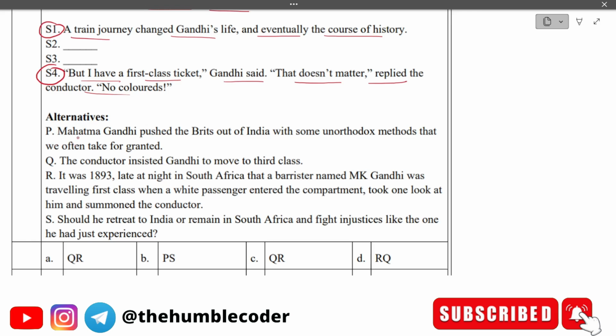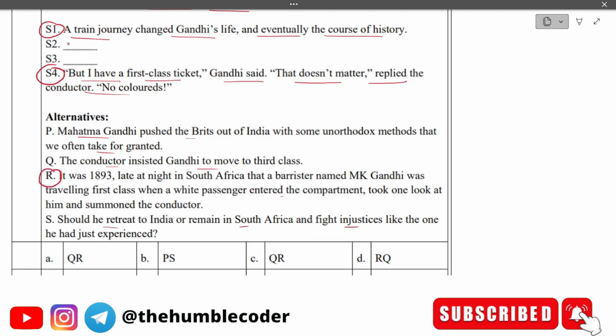First let's give these alternatives a read, and then we will see what will come in those sentence 2 and sentence 3. Mahatma Gandhi pushed the Brits out of India with some unorthodox methods that we often take for granted. The conductor insisted Gandhi move to the third class. R. It was 1893 late at night in South Africa that a barrister named M.K. Gandhi was traveling first class when a white passenger entered the compartment, took one look at him and summoned the conductor. Should he retreat to India or remain in South Africa and fight injustices like the one he has just experienced? See, so guys, in the first sentence, the correct one that will come will be R.